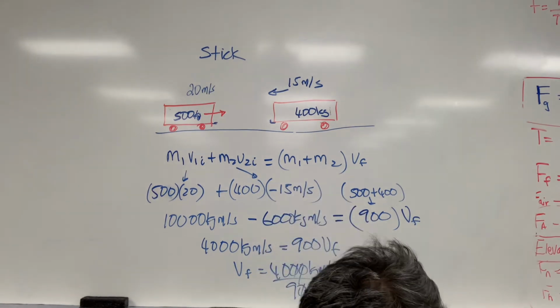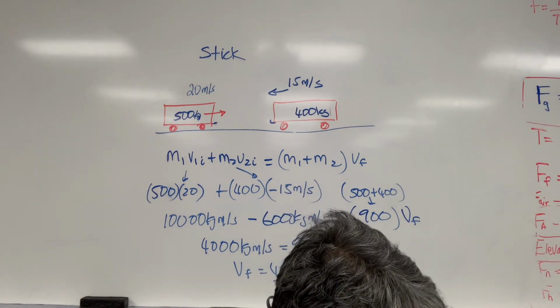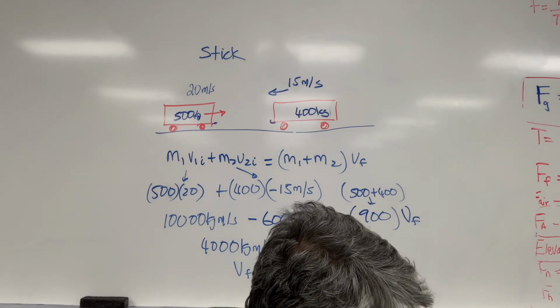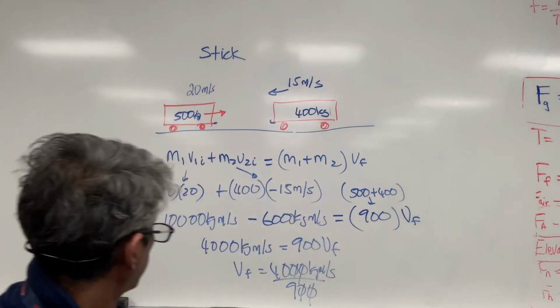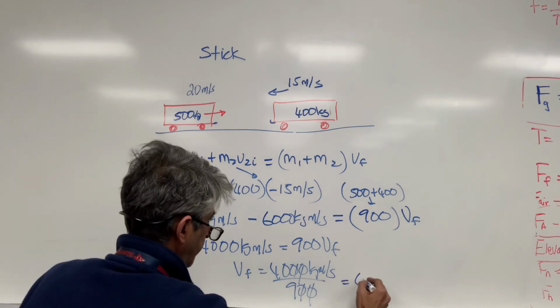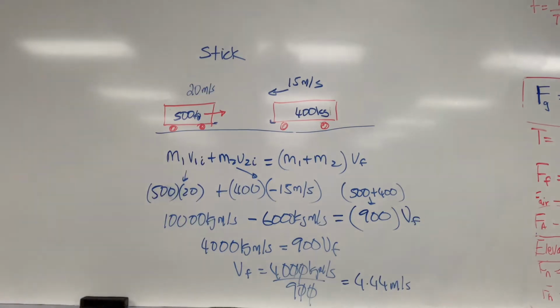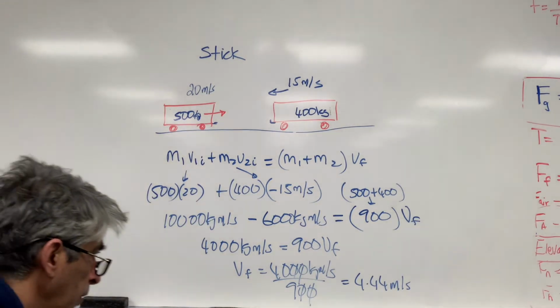that'll be 4.44 meters per second. So once they collide, they'll both be moving towards the right at 4.44 meters per second.